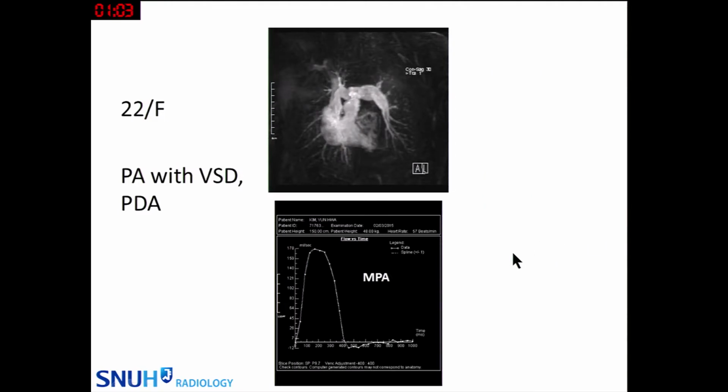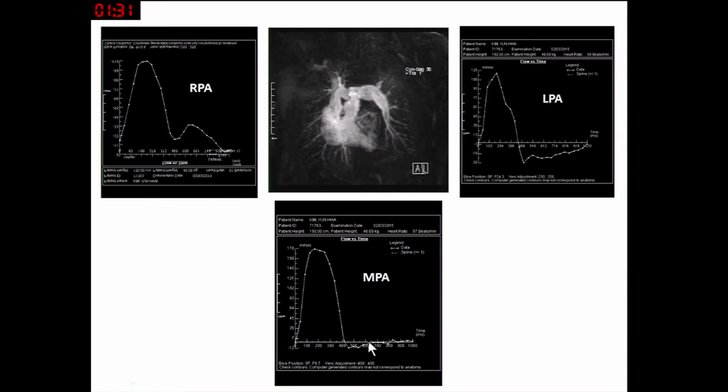But I found a very interesting phenomenon in patients with repaired TOF in many cases. This is a 22-year-old patient with a history of pulmonary atresia with VSD and PDA. The patient underwent some reconstruction surgery for the pulmonary artery. This is the flow time profile of the main pulmonary artery. It looks almost normal with very small regurgitation, maybe can be considered physiologic. But when we look at both pulmonary artery sides, it's quite different. The left pulmonary artery has some quite significant regurgitation. The right pulmonary artery doesn't have that.